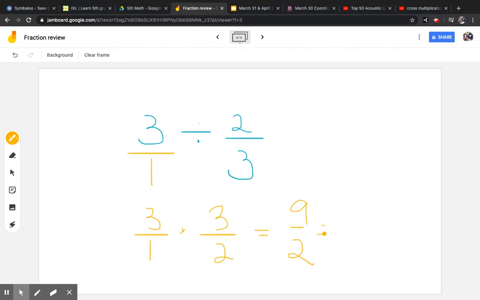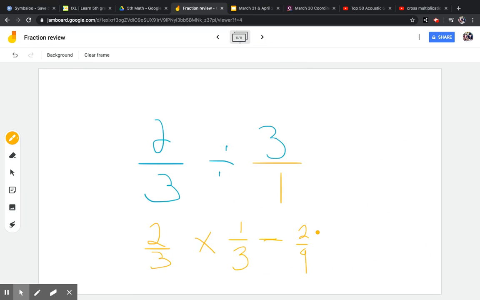You can see how the order of the numbers changes the answer, where this one is 9/2, which would be 4.5. And this one is 2/9, which you cannot simplify any further.